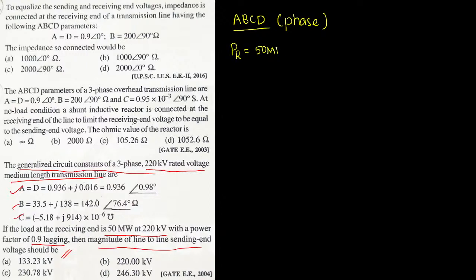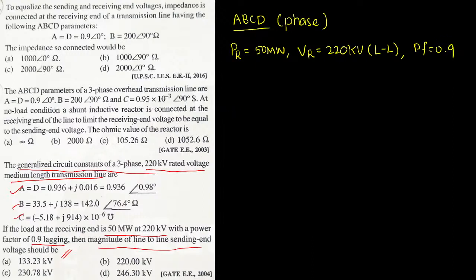First step, collect the data. And then the receiving end voltage is also given. How much is it? 220 kilovolt. Okay, sir. But that is line to line voltage. Next, the power factor is also given. How much is it? 0.9. Okay, sir. Everything is fine.